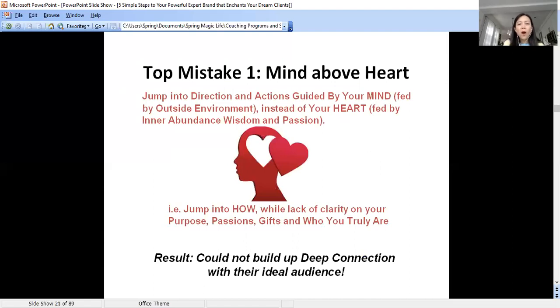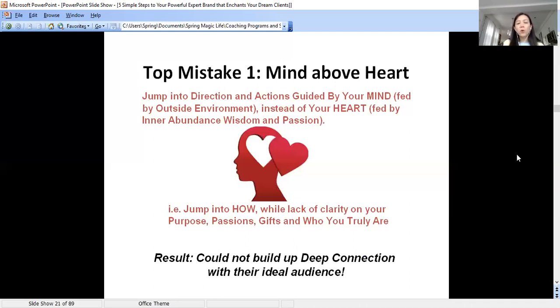So top mistake 1: mind above heart. Many entrepreneurs jump into direct actions guided by their mind, that's fed by the outside environment, instead of their heart, that's fed by their inner abundant wisdom and passion. That means you jump into how, while lacking clarity on your purpose, passions, gifts, and who you truly are. I see many entrepreneurs every day driven by either money or popular trends, and they really want to get immediate, quick results.